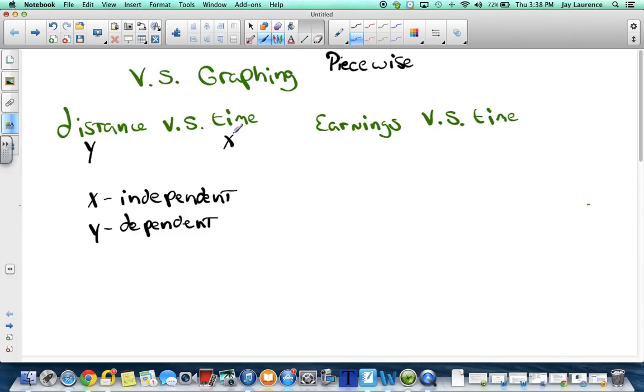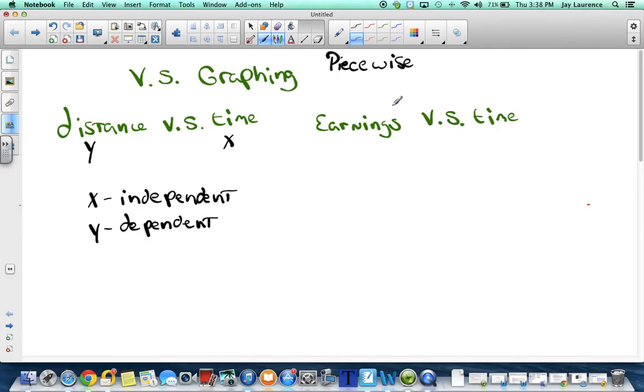Time is going to keep moving on and on, but the longer you're driving, the farther you're going to go. So the distance you travel depends on how long you go. If you drive for 1 hour, you're going to go 50 miles. You drive 2 hours, you're going to go 100 miles, assuming that you're going 50 miles an hour in that situation. Now, what about earnings versus time?